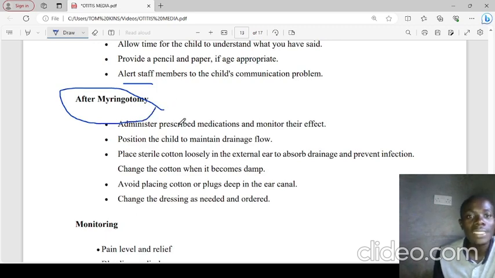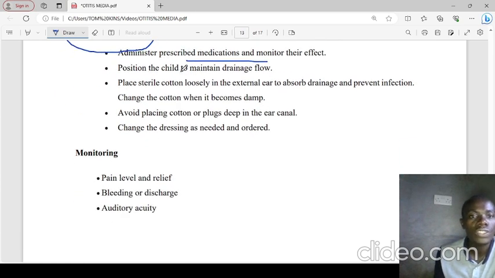You administer prescribed medication and monitor their effect. You need to position the child to maintain drainage flow. Then you need to place sterile cotton loosely in the external ear to absorb drainage and prevent infection. Change the cotton when it becomes damp. Avoid placing cotton or plugs deep into the ear canal. Change the dressing as needed and ordered.